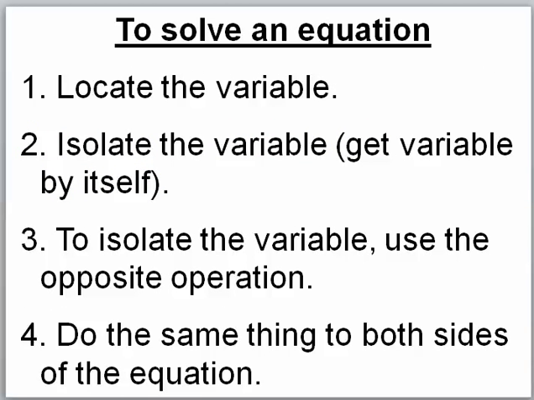Again, if you did not write these down last time, which you should have: locate the variable, isolate the variable to get it by itself, then do the opposite operation, and what you do to one side of the equation, or one side of the equal sign, you have to do to the other side.